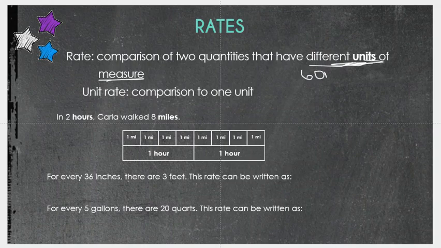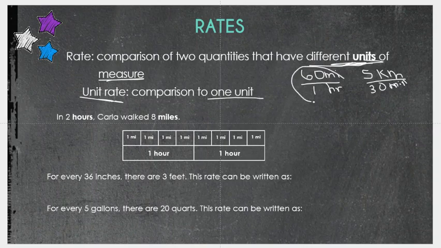60 miles per hour for 1 hour, or you have run 5 kilometers in 30 minutes or something like that. So you've got rate has units. Now, a unit rate is the comparison to 1 unit. So this 60 miles per 1 hour is a unit rate.